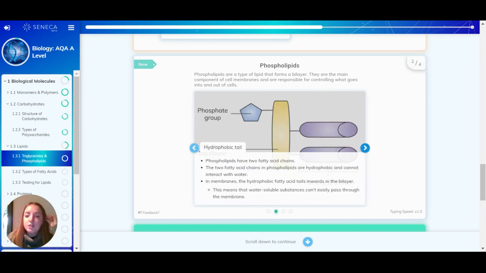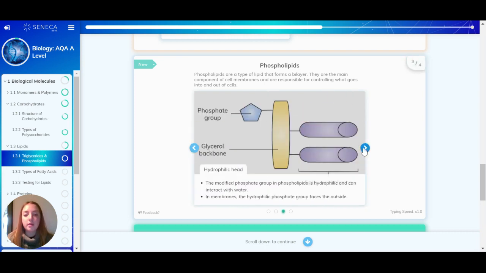Phospholipids, as I said, have 2 fatty acid chains. The 2 fatty acid chains in phospholipids are hydrophobic and cannot interact with water. In membranes, the hydrophobic fatty acid tails face inwards in the bilayer. This means that water-soluble substances can't easily pass through the membrane. The modified phosphate group in phospholipids is hydrophilic and can interact with water. In membranes, the hydrophilic phosphate group faces the outside.